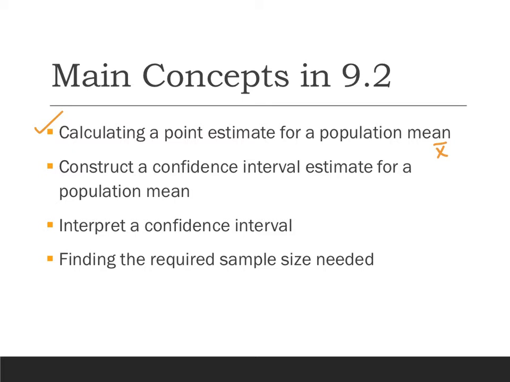But as we spoke about in the previous section, in section 9.1, we said that an interval estimate or a confidence interval is a better way to estimate the population mean. So that's what we're going to talk about, both constructing and interpreting those intervals. We're also going to look at part C of the problem that I have, finding a required sample size that we would need if we wanted to conduct our own study. So we'll see parts of each of these in this video.